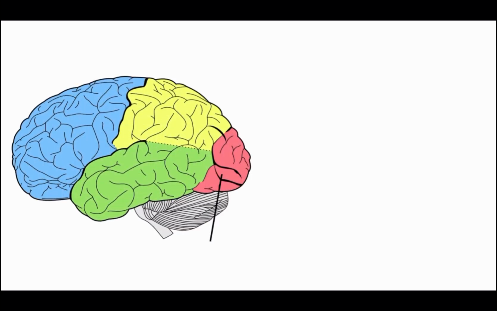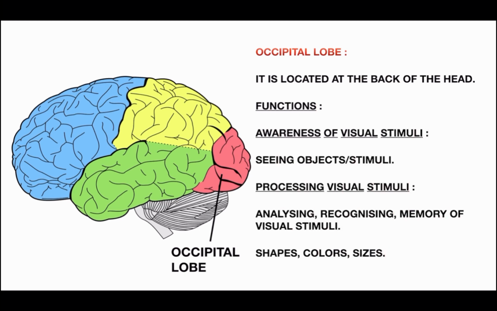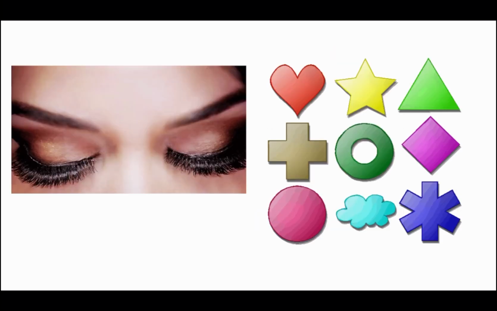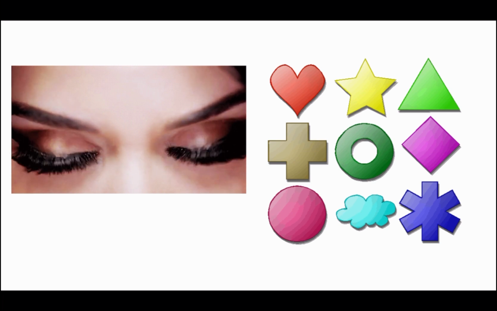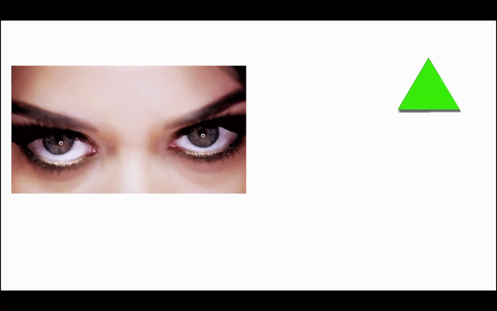The occipital lobe. The occipital lobe is located at the back of the head. The function of the occipital lobe is vision. It helps in seeing objects or stimuli. It also helps in recognizing the shape, color, and size of the object. The processing of visual stimuli is by analyzing, recognizing, and memory of the visual stimuli.